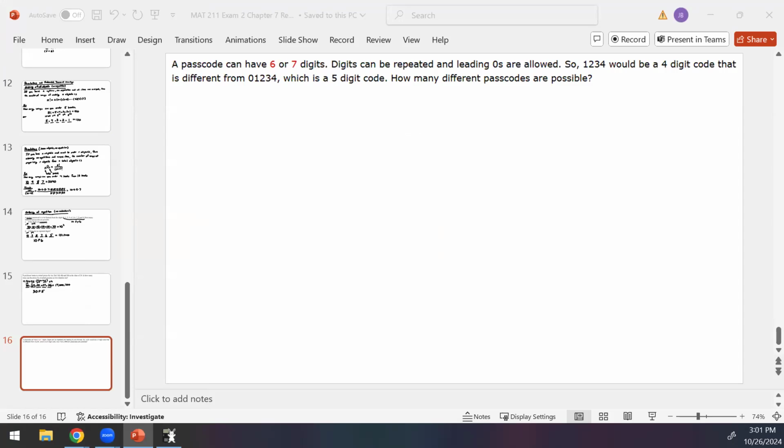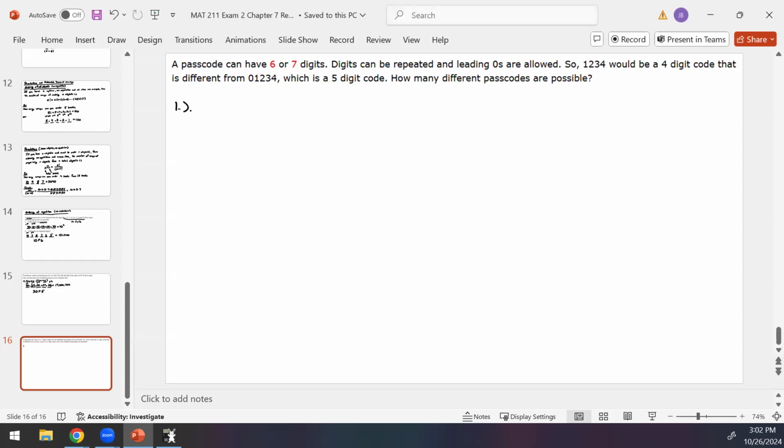All right, so looking at some of the passcode problems, like a password can have 6 or 7 digits. Digits can be repeated and zeros are allowed in the front. So 1, 2, 3, 4 is a 4-digit code and 0, 1, 2, 3, 4 is a 5-digit code. Sorry. And those wouldn't work. That means no 6-digit code will ever work for a 7-digit, and no 7-digit code will ever work for a 6-digit. So they are completely separate. So that's where that addition principle is going to come into play. You have to do one for the 6 digits and one for the 7 digits, right?